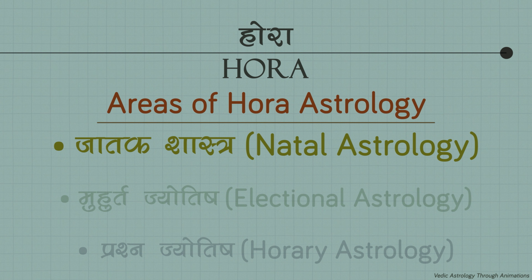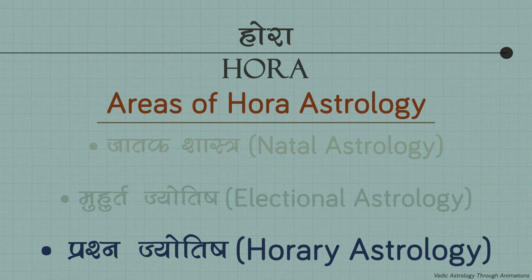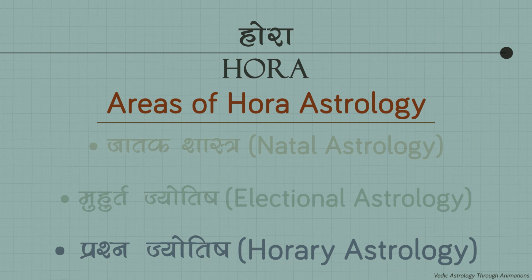Another major aspect of Hora Skanda is Muhurta Jyotish, which is called electional astrology in English, which is concerned with the selection of appropriate time to begin an activity such that it is most beneficial and yields maximum fruition. Similarly, Prashna Jyotish, which is referred to as horary astrology in the West, is used to answer specific questions based upon the time the petitioner asks the question.